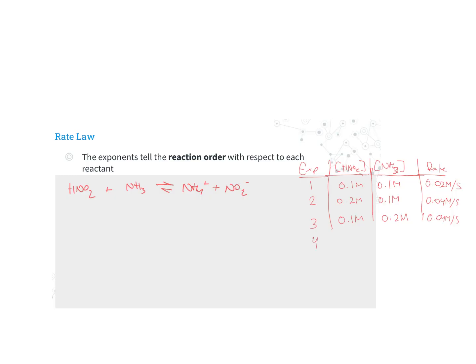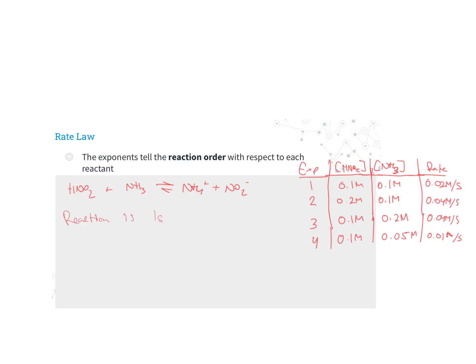Let's say I decide to also run experiment number 4, just to really validate my results. What I do is I only use half of one of those. So I use 0.05 molar instead. I've halved the concentration compared to experiment 1, and what I find is that my reaction rate ends up being half.